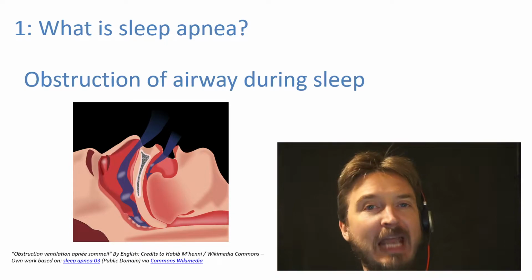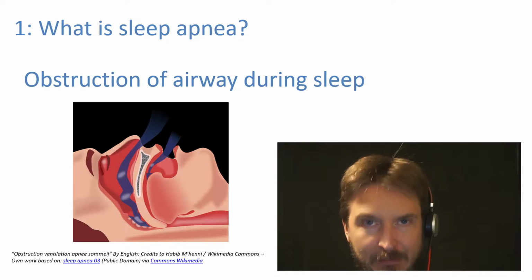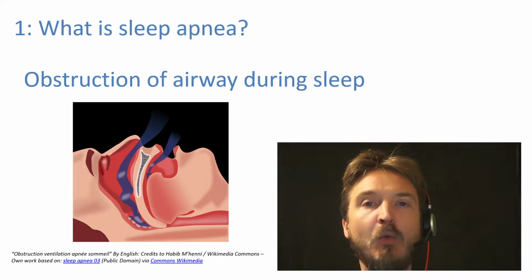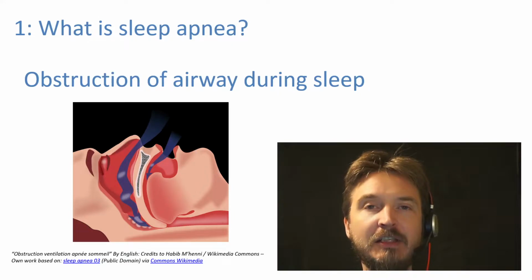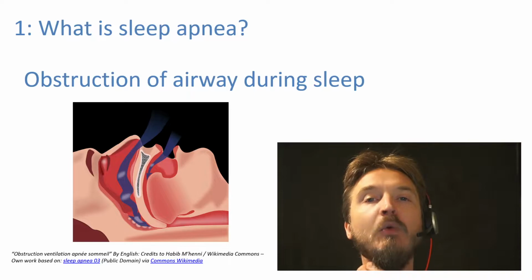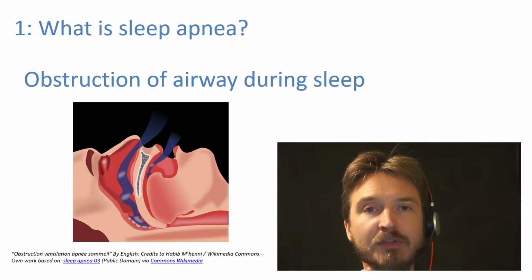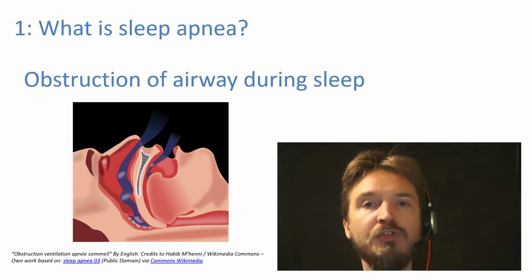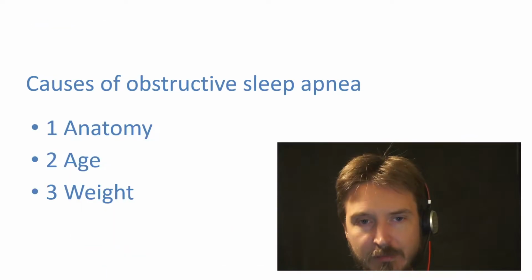So what actually happens when you have obstructive sleep apnea? The problem is that you stop breathing because the airway collapses. It actually collapses in the upper part of the airway behind the tongue. So when the airway collapses, you still try to breathe, but you can't get any air through the airway. So you have a pause in breathing during your sleep.